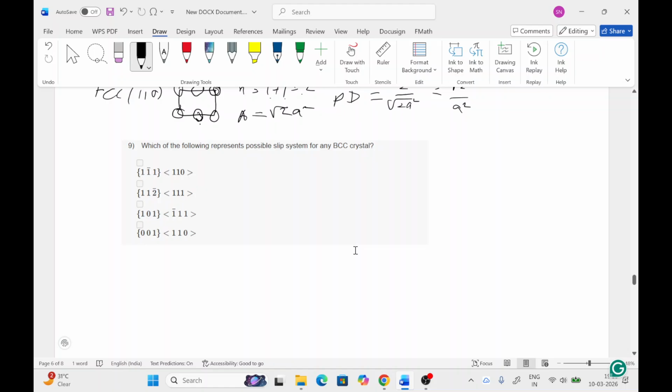So coming to the next question, which of the following represents possible slip systems for any BCC crystal? So BCC crystal, we know that the Burgers vector has a by 2 1 1 1 direction. So we can say that we have this 1 1 1 direction, and we have to check the dot product, zero dot product for the respective planes also. So if we do a dot product, this is giving 0, and for this also it is giving 0. So the B and C option is correct for this.